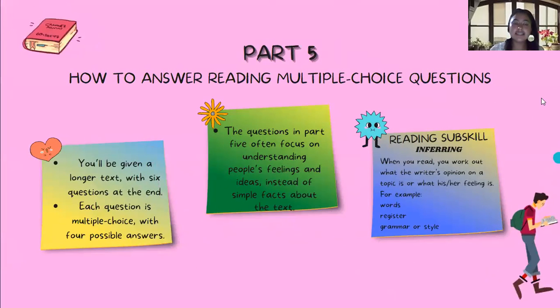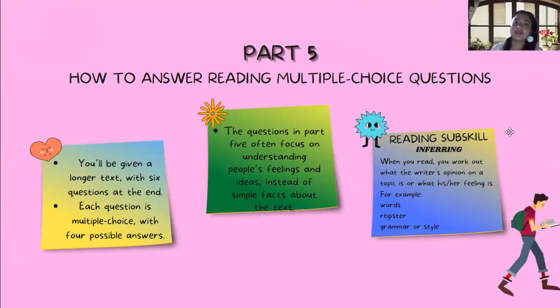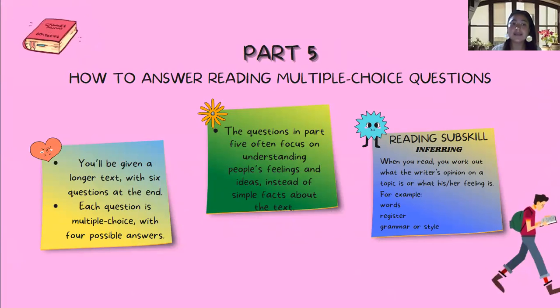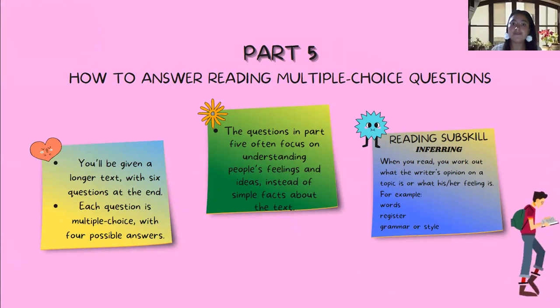Part 5. In this part, we have how to answer reading multiple choice questions. You'll be given a longer text with 6 questions at the end. Each question is multiple choice with 4 possible answers. The questions in part 5 often focus on understanding people's feelings and ideas. So in this part, you can apply the inferring reading skill.